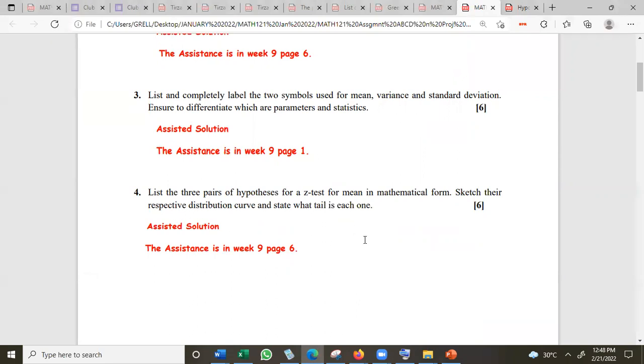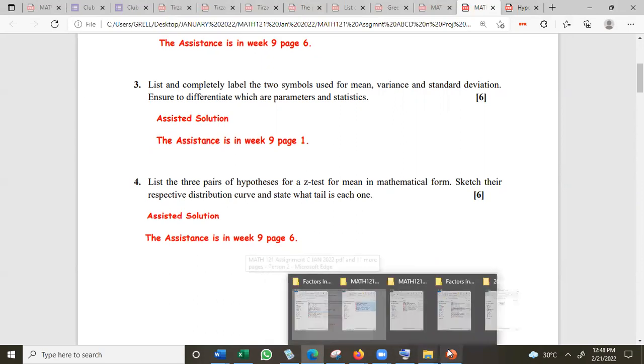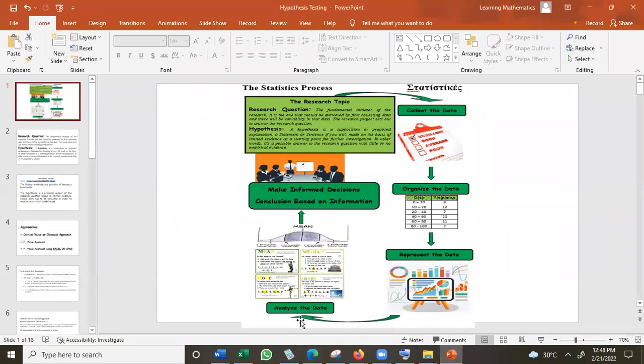List the 3 pairs of hypotheses for a z-test for mean. You can get that in week 9, page 6. As you can see, the structure of assignment C is similar to the structure of the previous assignments. Always bear that in mind.